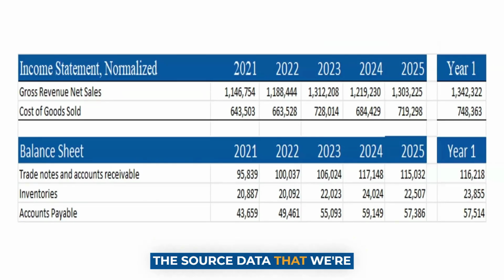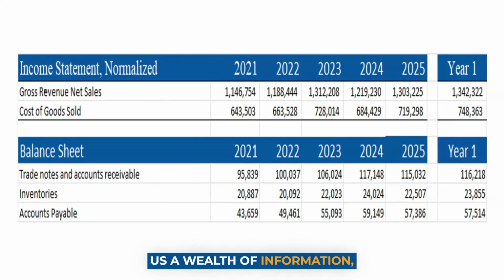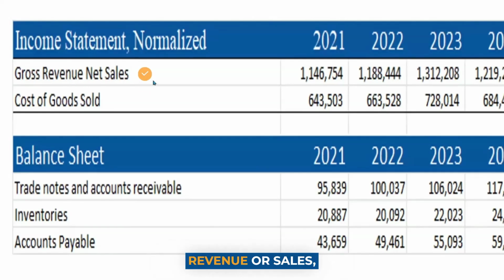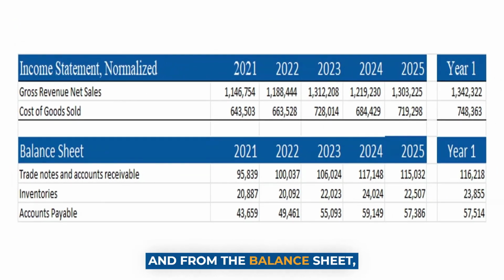The source data that we're looking at is simply from the income statement and the balance sheet. And there's only 5 numbers that we need. And all of these things give us a wealth of information. They are our gross revenue or sales, our cost of goods sold, our accounts receivable, our inventories, and accounts payable. From the income statement and from the balance sheet, that's the source of our information. And there's only 5 numbers in each year that we need to be able to rely on.